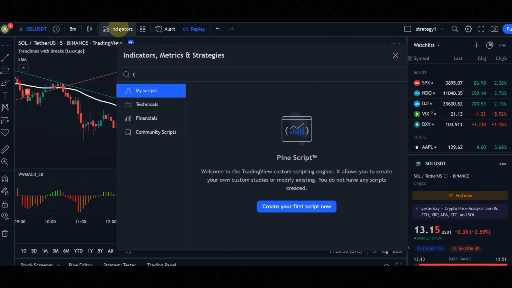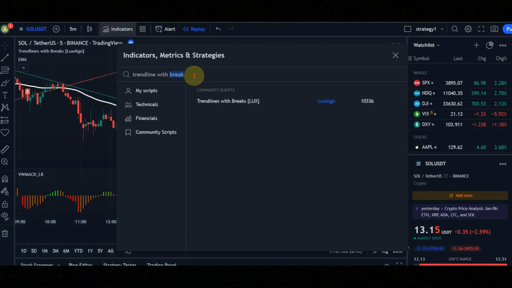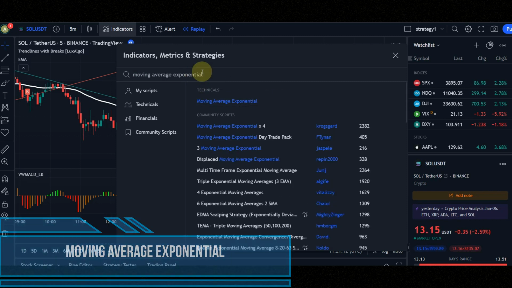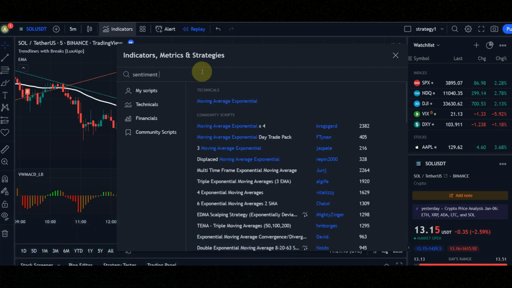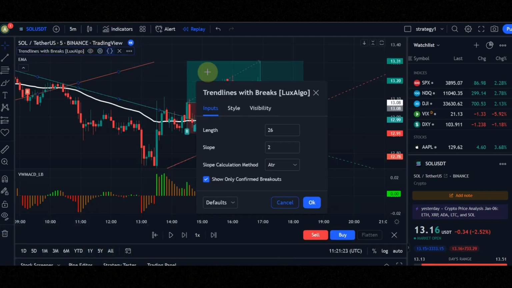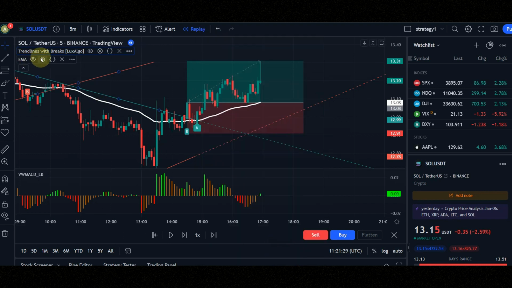Let's configure the indicators. Indicator number one is trend line with breaks. Indicator number two is moving average exponential. Indicator number three is sentiment histogram. Set the indicators setting like me to get best result. Do not use this strategy in range market, guys.